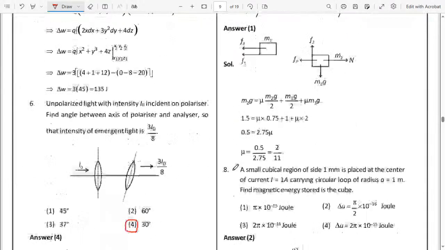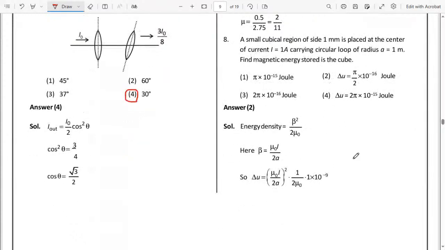Next, question number 8. A small cubical region of side 1 mm is placed at the center of current I equal to 1A carrying circular loop of radius A equal to 1 meter. Find magnetic energy stored in the cube. Option 2 is correct option, students.